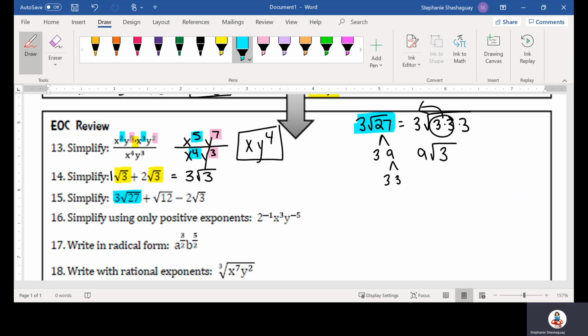Okay, so 3 square root of 27 simplifies to 9 square root 3. So I'm going to write that number first. 9 square root 3.